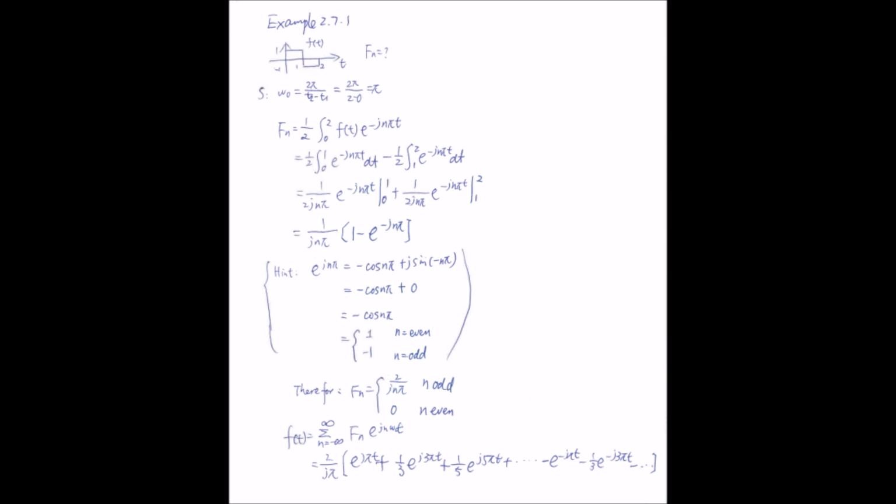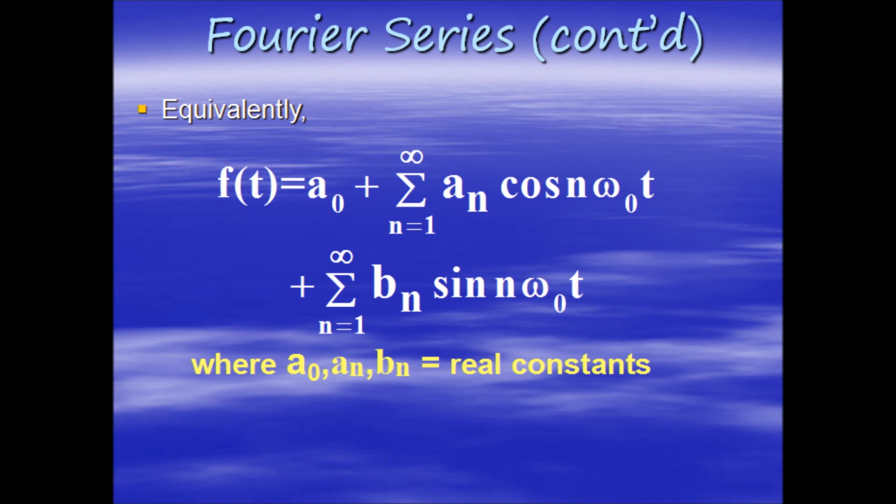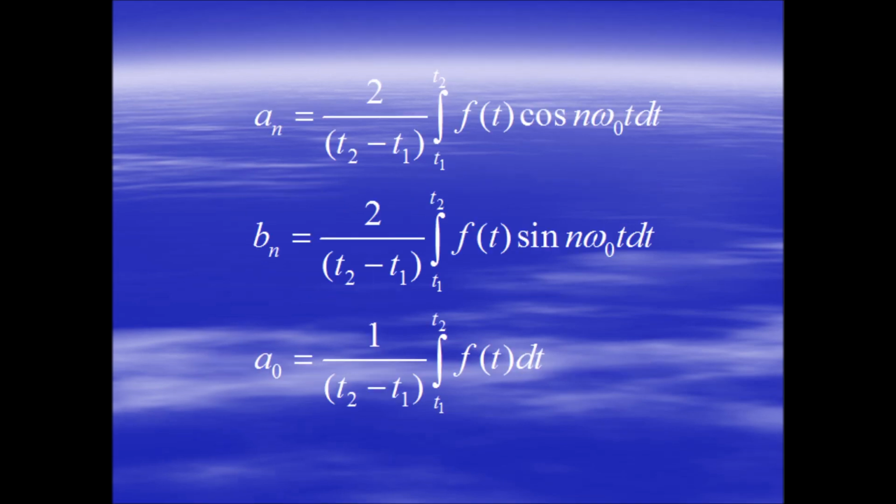We have another format. Equivalently to the previous Fourier series expression, we can also use sine and cosine instead of complex exponential. So here we have an cosine n omega 0 t, and bn sine n omega 0 t. Those are other harmonics, not complex anymore. They are real signals. a0, an, and bn will be real constants in this equation.